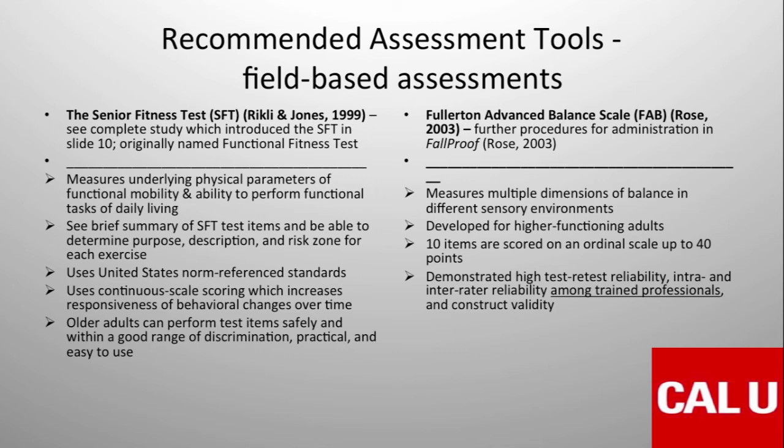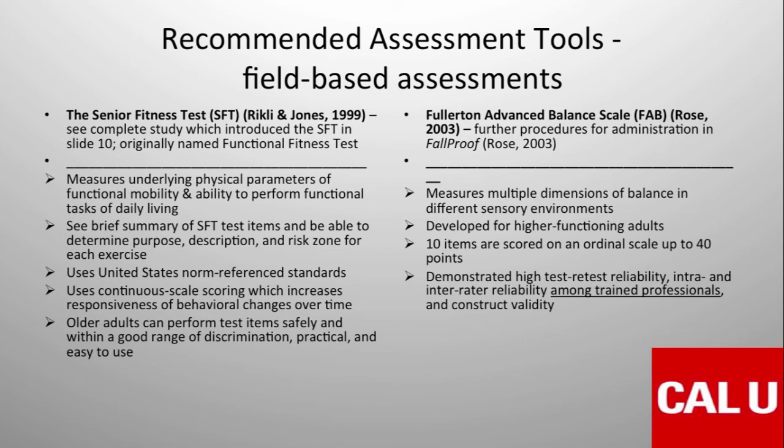Let's look at some recommended assessment tools in field-based assessments. The first tool is the SFT, or the Senior Fitness Test. This test measures underlying physical parameters of functional mobility and the ability to perform functional tasks of daily living. There's a brief summary of the SFT test items in your textbook, and you can see the risk zone for each exercise. This test uses the United States Norm Reference Standards. It uses a continuous scale scoring which increases responsiveness of behavioral changes over time. Older adults can perform the test items very safely and within a good range of discrimination, practical and easy to use.